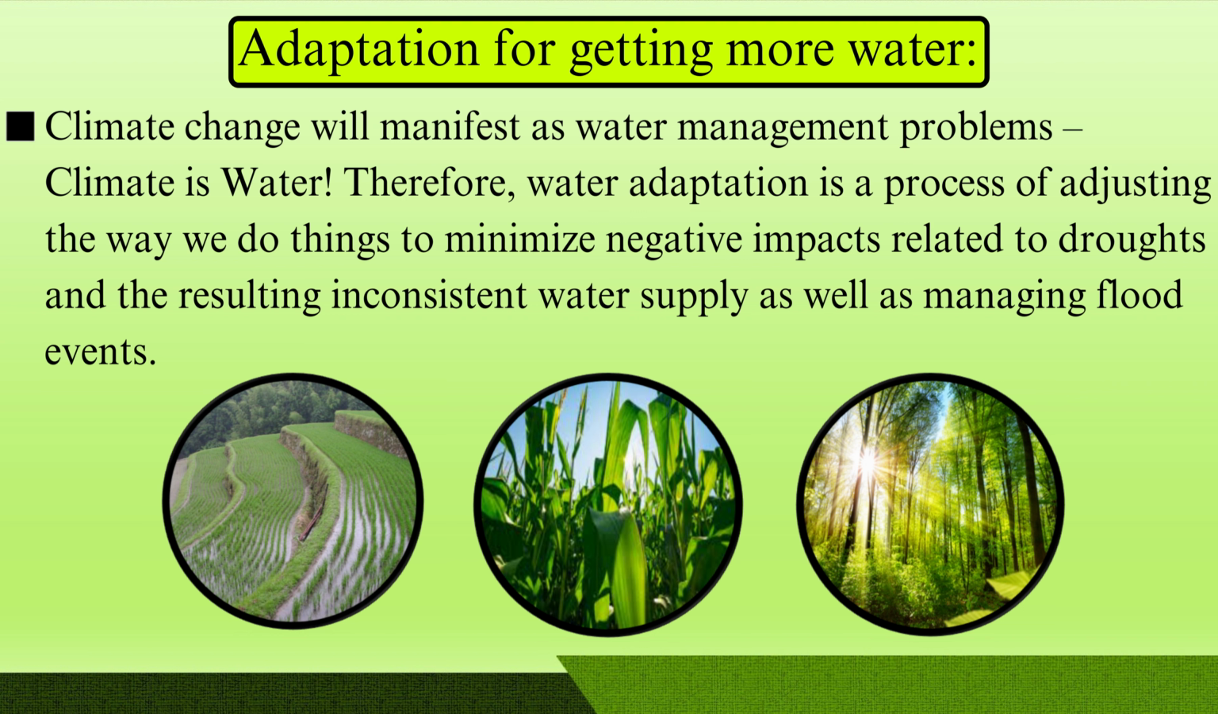Adaptation for getting more water. Climate change will manifest as a water management problem. Climate is water. Therefore, water adaptation is a process of adjusting the way we do things to minimize negative impacts related to droughts and the resulting inconsistent water supply, as well as managing flood events.